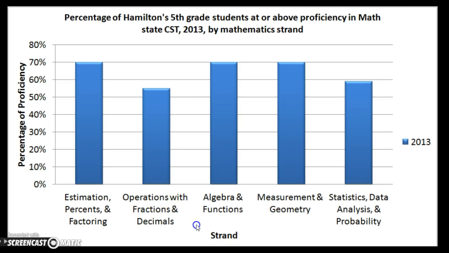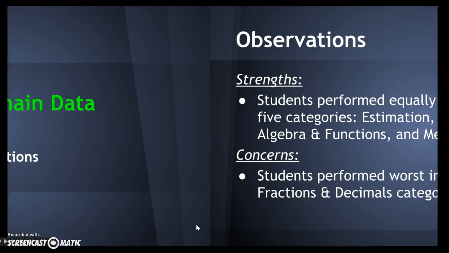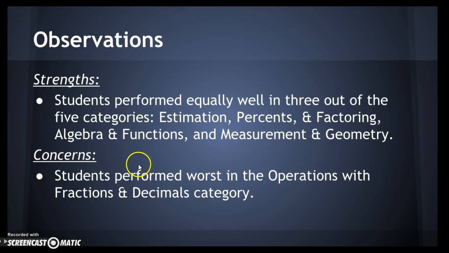So again, to summarize the observations for the strand domain analysis, the strengths are that our students actually performed well in 3 out of the 5 categories, or the 3 out of 5 mathematics strands. And our area of concern here is that they performed worst in operations with fractions and decimals.